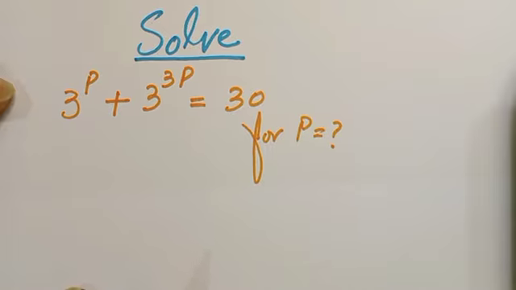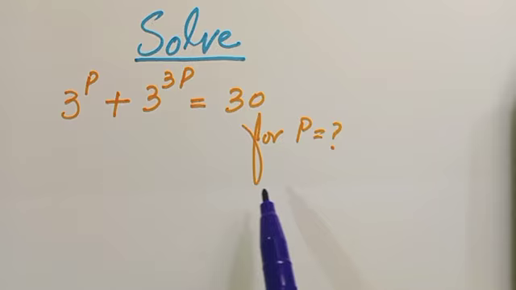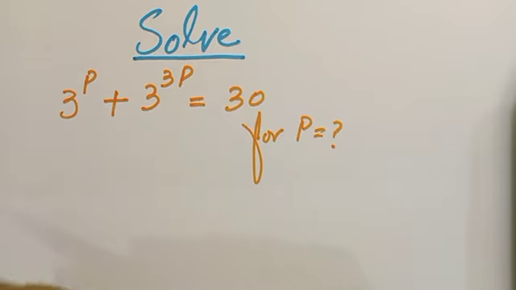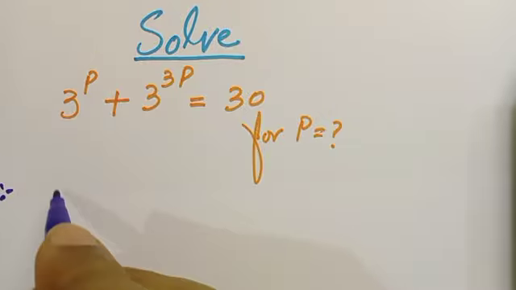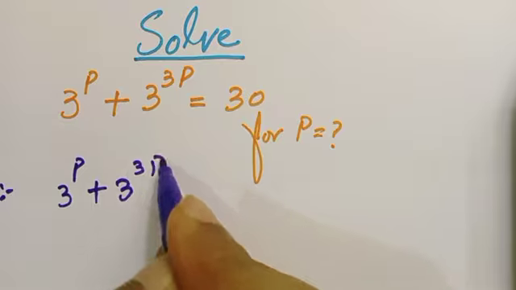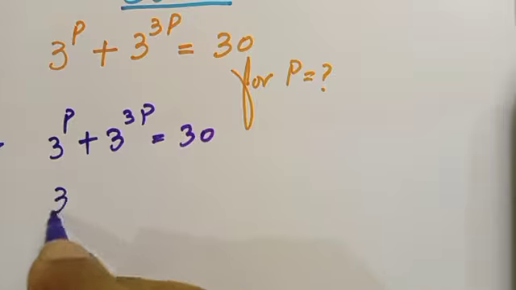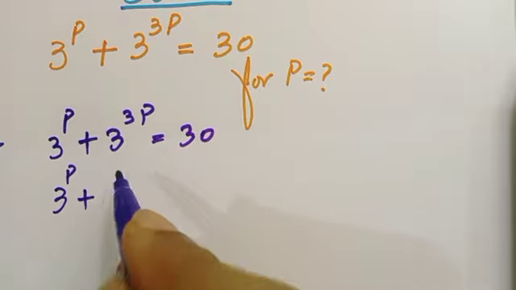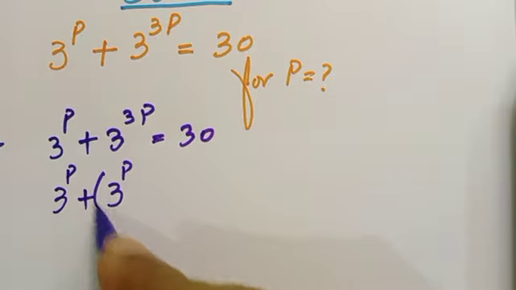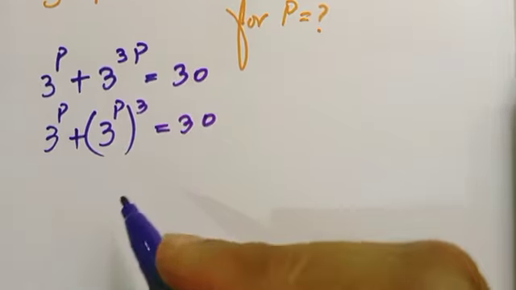Today we will solve the algebraic expression 3^p + 3^(3p) = 30 for the value of p. So the solution: 3^p + 3^(3p) = 30. We write this expression as 3^p + (3^p)^3 = 30.